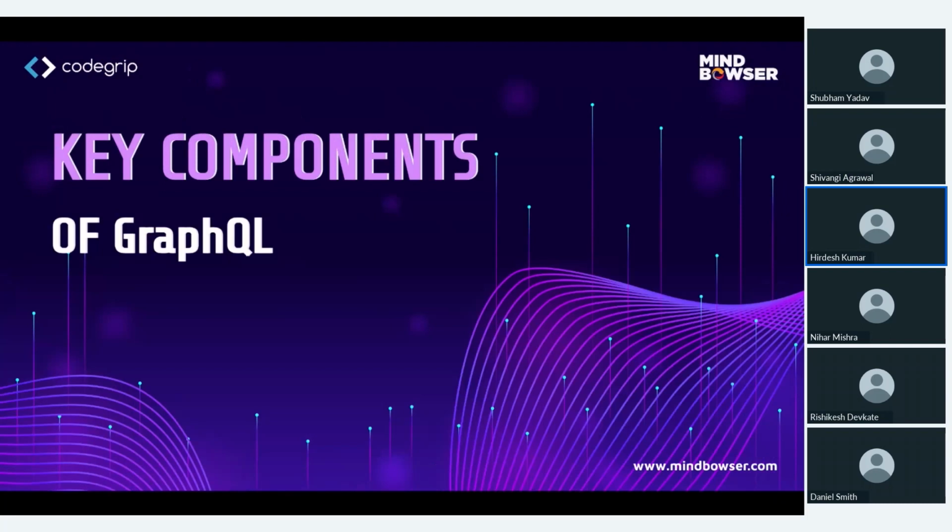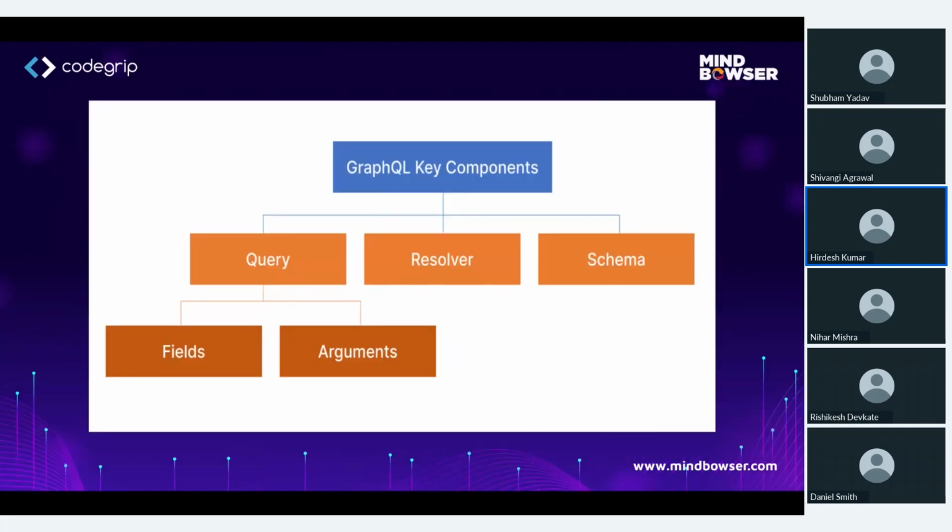Now we will talk about the key components of GraphQL. There are some components which play a major role in GraphQL. We mostly talk about the main three components. The first one is query. A query is an operation which defines what you want to do. We mostly use queries when we want to retrieve some data from the backend, from the server. That time we use queries.